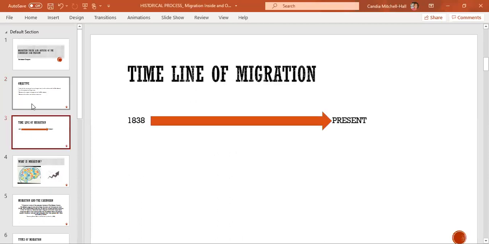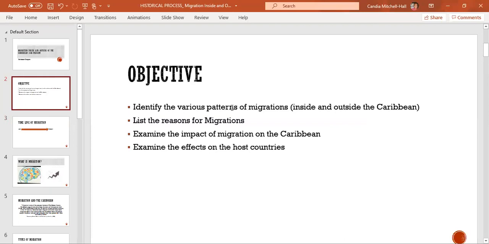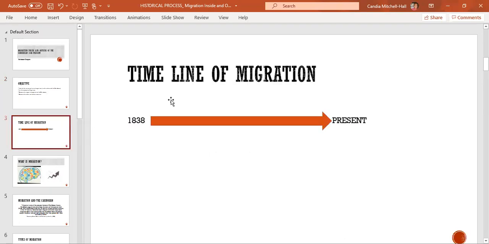So our objective: identify the various patterns of migration inside and outside of the Caribbean, list the reasons for migrations, examine the impact of migration on the Caribbean. And on Wednesday's class, we are going to look at the effects on the host country. All right? So our timeline is from after slavery ended to present, migration inside and outside of the Caribbean. Quick recap, what is migration?